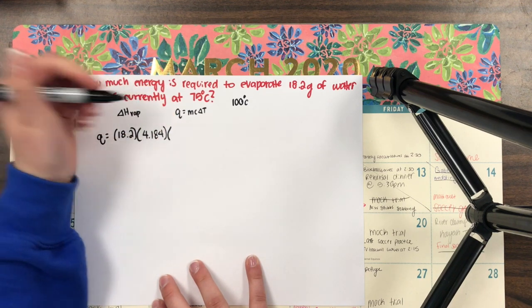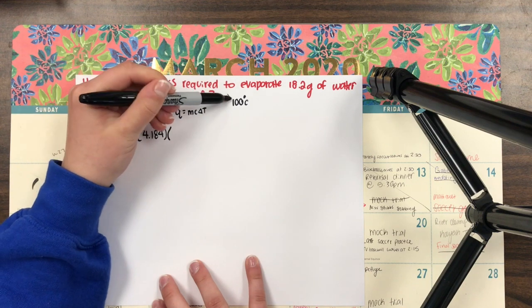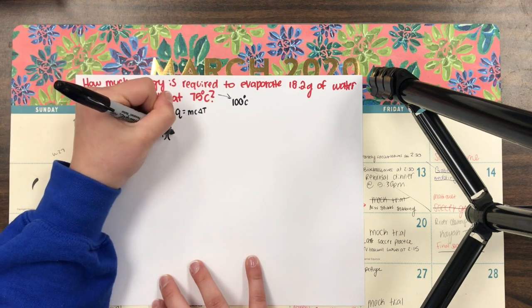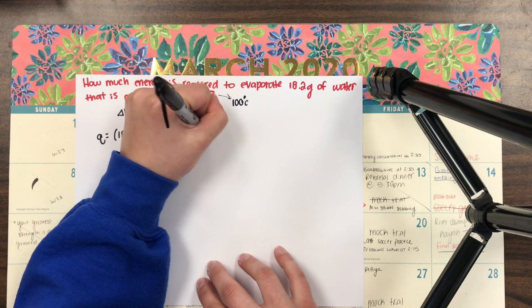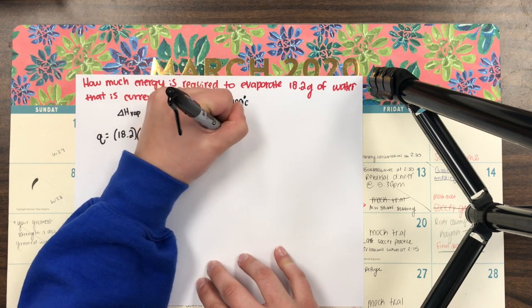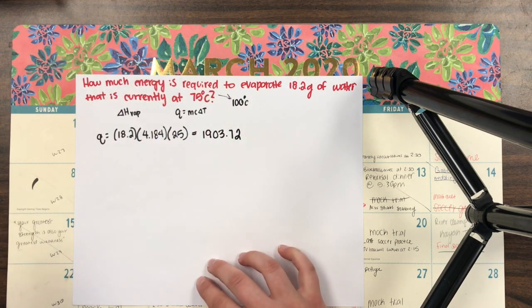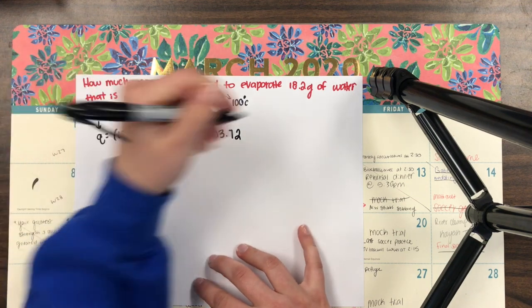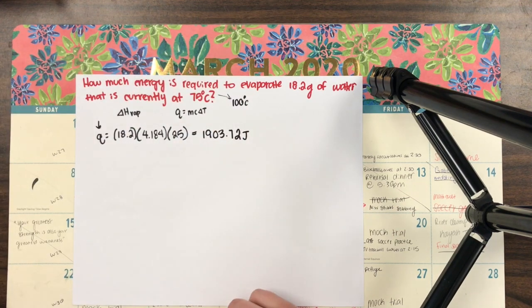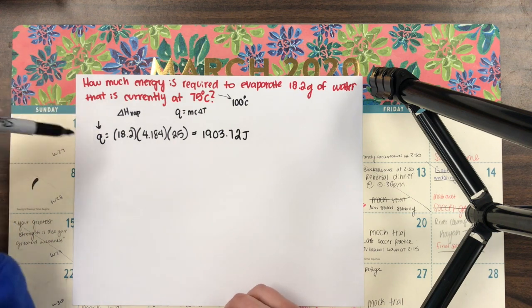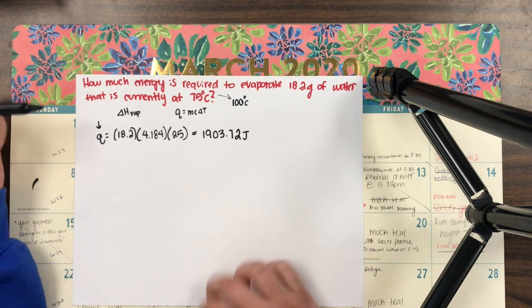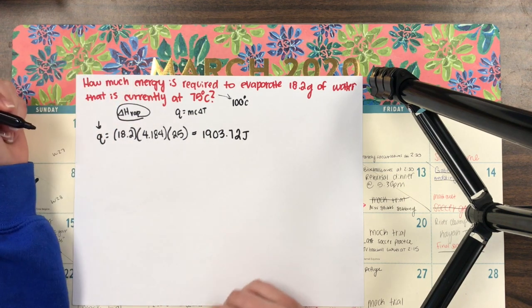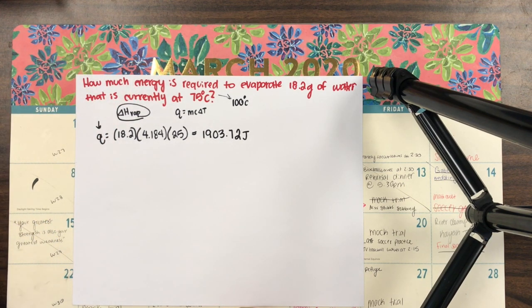And my delta T, my change in temperature, I need to go from 75 to 100, so my change in temperature is going to be 25 degrees Celsius. I'm going to put all of this in my calculator, and I get 1903.72. And my units for this, because I'm looking for Q, are going to be in joules. Now, all I've done in this equation is figure out how much energy it takes to get the water up to that temperature, but I have to use delta heat of vaporization to figure out how much energy it takes to evaporate the water.